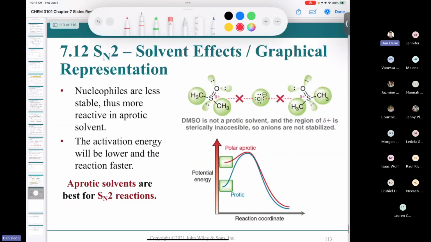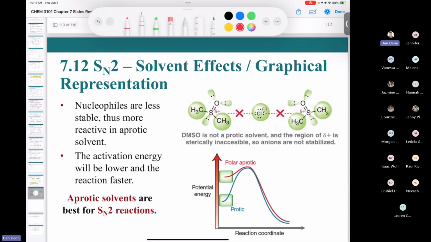The way that they work is that, let's say you have a nucleophile like chloride. In a polar aprotic solvent, the solvent is incapable of stabilizing nucleophiles. And so it just raises the potential energy of the nucleophile, which lowers the activation energy. Whereas protic solvents can stabilize nucleophiles, and so they keep them at low energy. That's why we choose aprotic solvents for SN2 reactions.